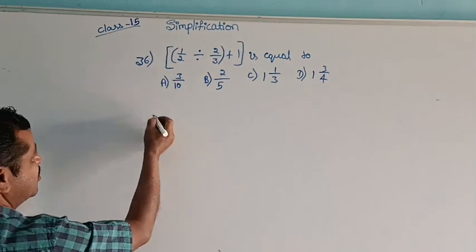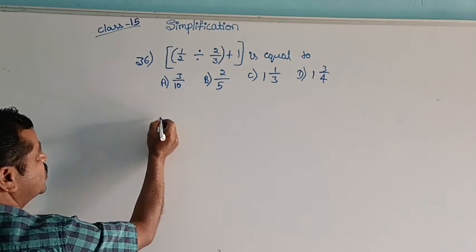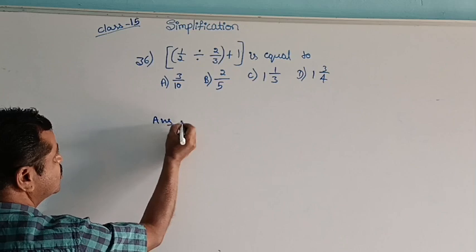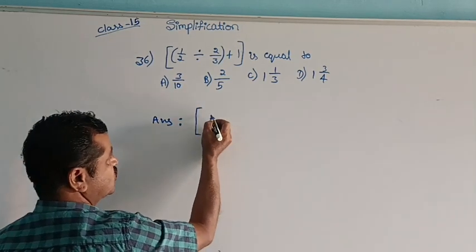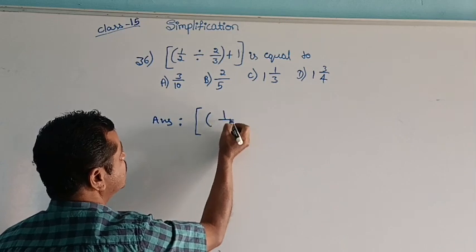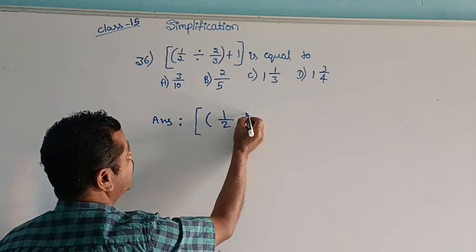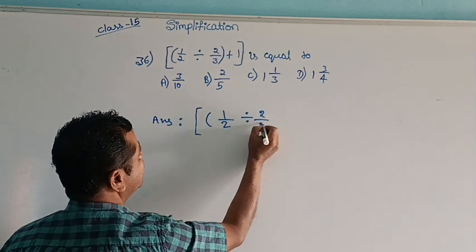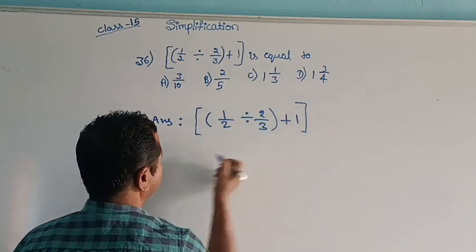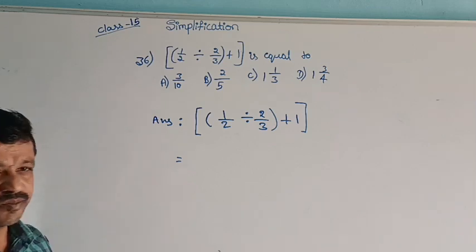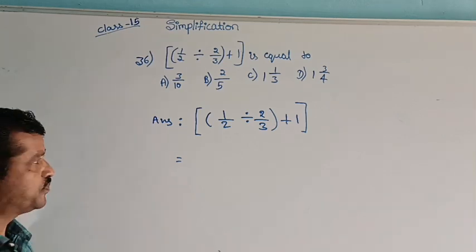So let us start the answer to question number 36. Square bracket, simple bracket, 1 by 2 divided by 2 by 3 plus 1. Look at the board.